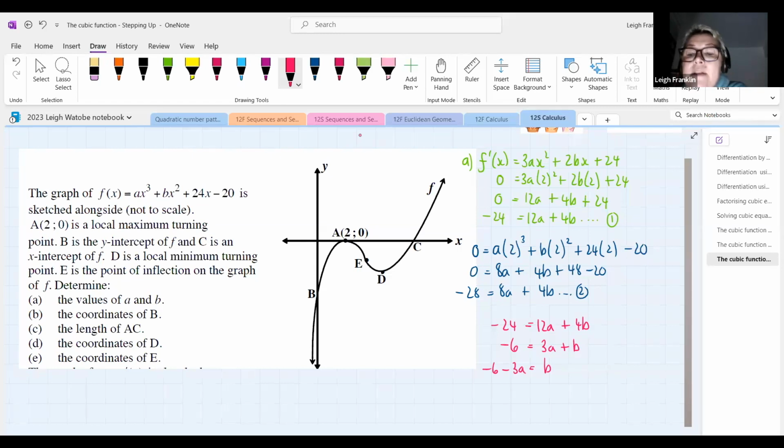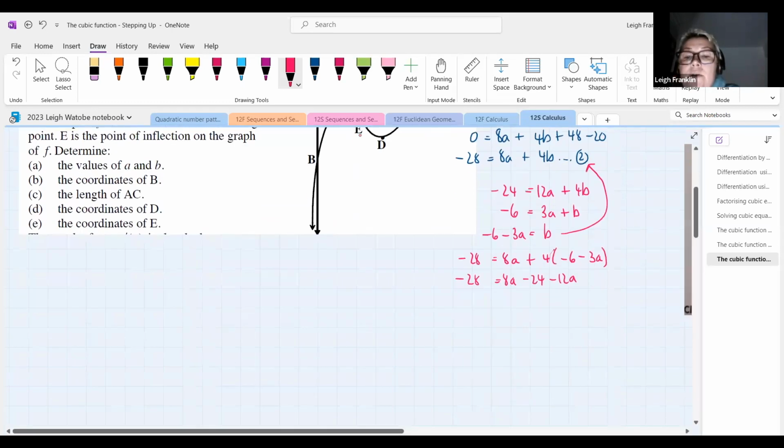You've now got to sub that into the second equation. Okay, so minus 28 equals 8a plus 4 times negative 6 minus 3a. So removing your brackets, you'd end up with minus 24 minus 12a. Add 24 to both sides. This would give us negative 4. And 8a minus 12a would give us negative 4a. So a would be equal to 1.